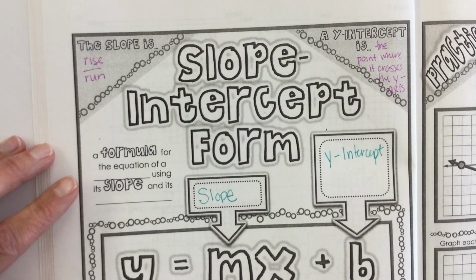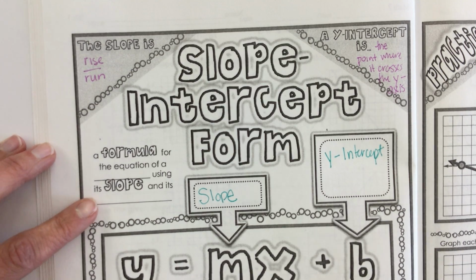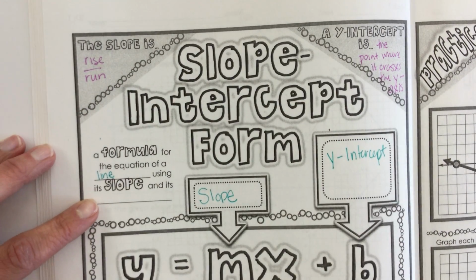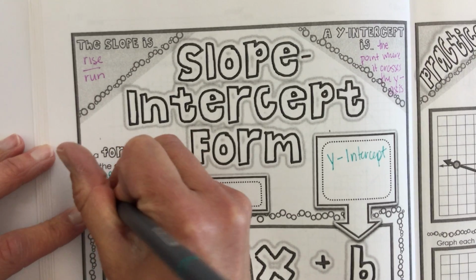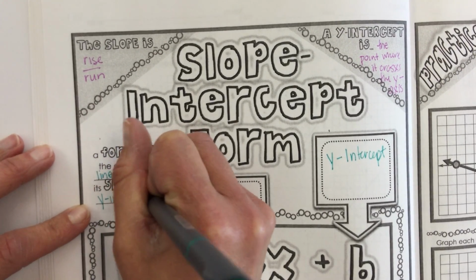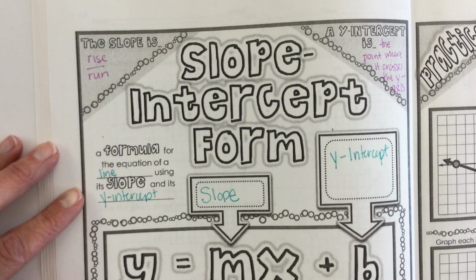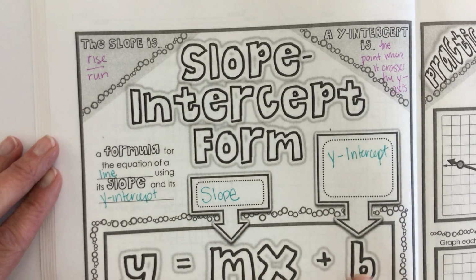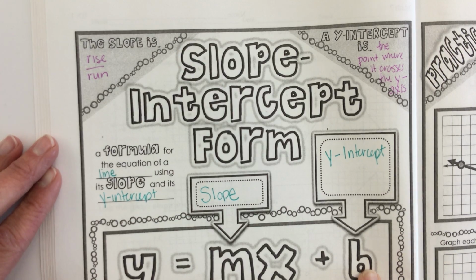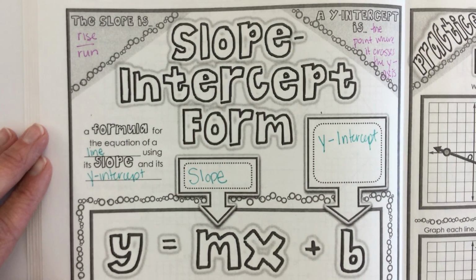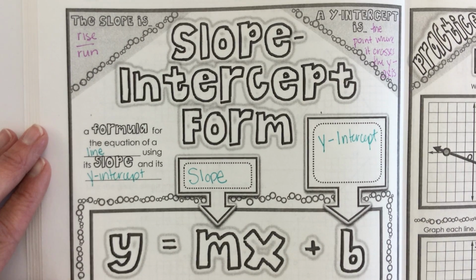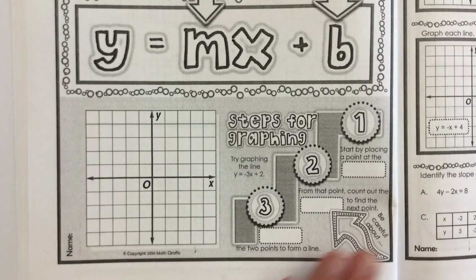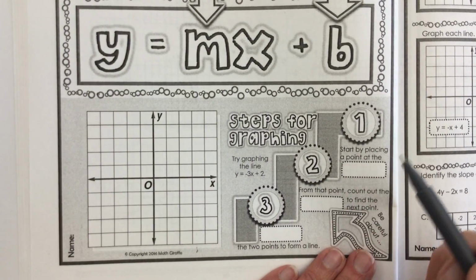A formula for the equation of a line using its slope and its y-intercept is the definition of a slope-intercept form. So this equation will allow us to graph a straight line on a coordinate plane. Okay, so let's scroll down here. So it says steps for graphing.